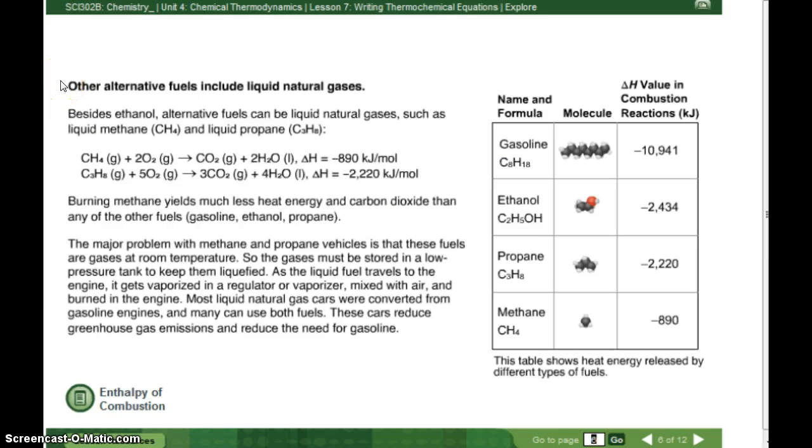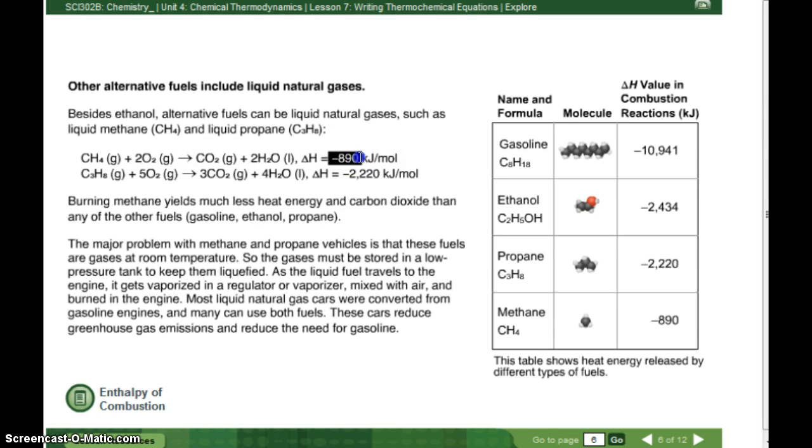Other alternative fuels include liquid natural gases. Besides ethanol, alternative fuels can be liquid natural gases such as liquid methane, CH4, and liquid propane, C3H8. So we have our liquid methane plus oxygen gas yields 1 carbon dioxide molecule plus 2 water molecules. Notice we have our phases, and we have our delta H of negative 890 kilojoules per mole.